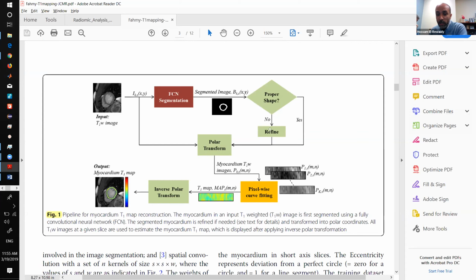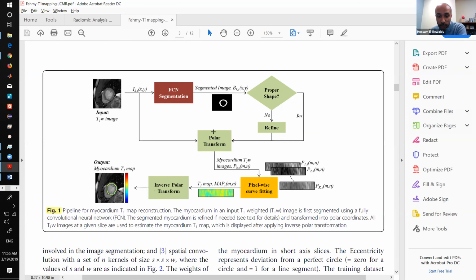And this refinement is based on taking the best segmentations that we have, proper segmentations for this volume, and then trying to interpolate or fill in the missed parts of the myocardium, so that we reach a final segmentation that is a donut shape, annulus shape myocardium. So after making sure that this segmentation is correct, we do a polar transformation of the myocardium in the input image. So let me switch to one of the additional files.